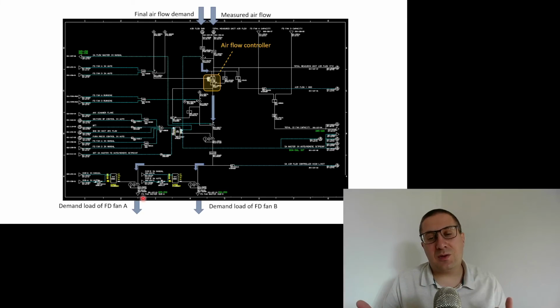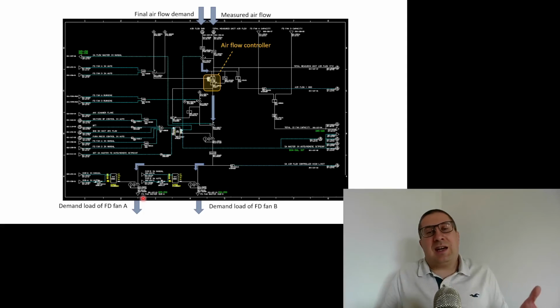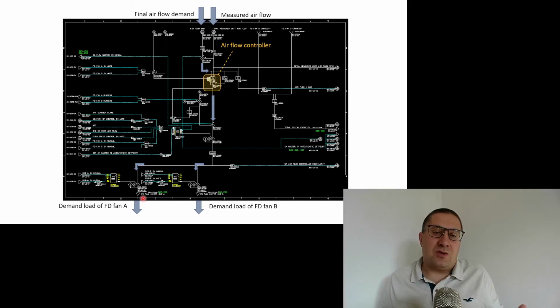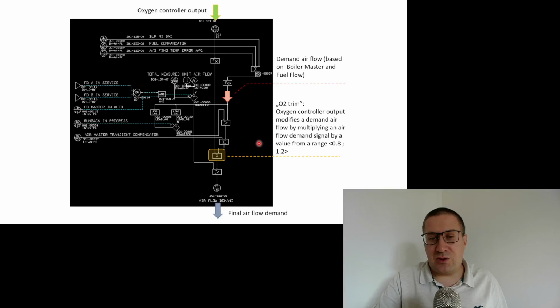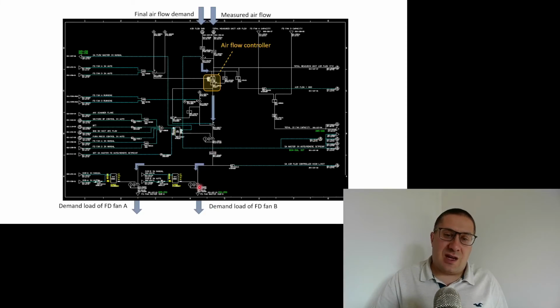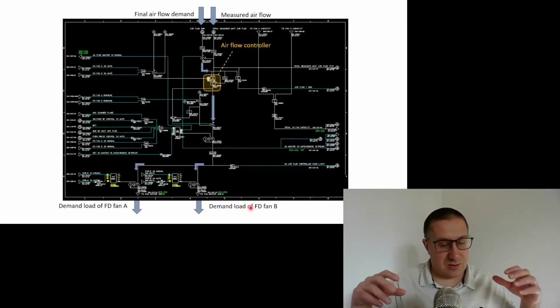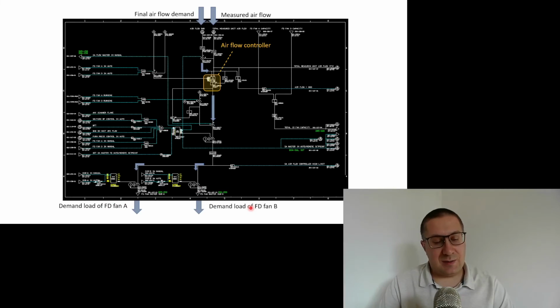So we have to decide, as developers of this AI method, should we affect the oxygen set point, or should we send decisions directly to the forced draft fans? This is our decision, and we should really think about this while creating the AI algorithm that optimizes this airflow. But first we need to understand the operation of the whole system.